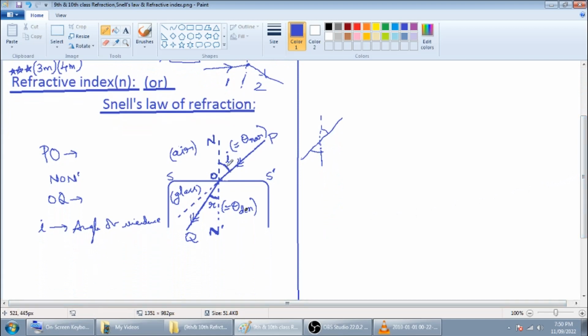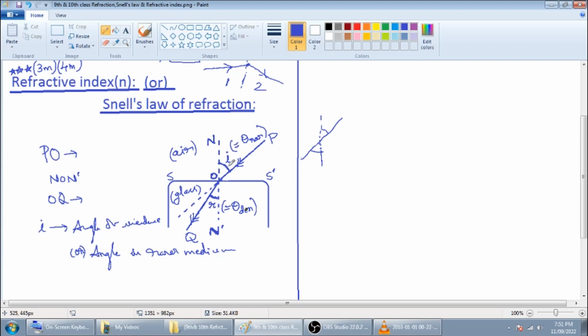Now one important thing here: where is the angle of incidence considered in the diagram? It's considered in the air medium. Already we have seen that air has less density and glass has more density. Because of higher density, glass is called the denser medium. Because of lower density, air is called the rarer medium. So the angle of incidence is also called the angle in the rarer medium. That's another very important thing. This is another new name for the angle I. It's not just called the angle of incidence, it's also called the angle in the rarer medium.